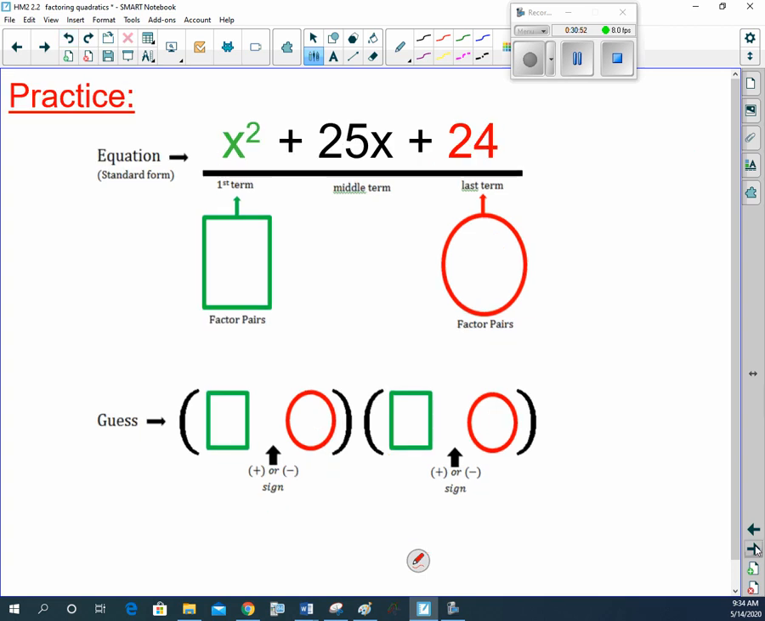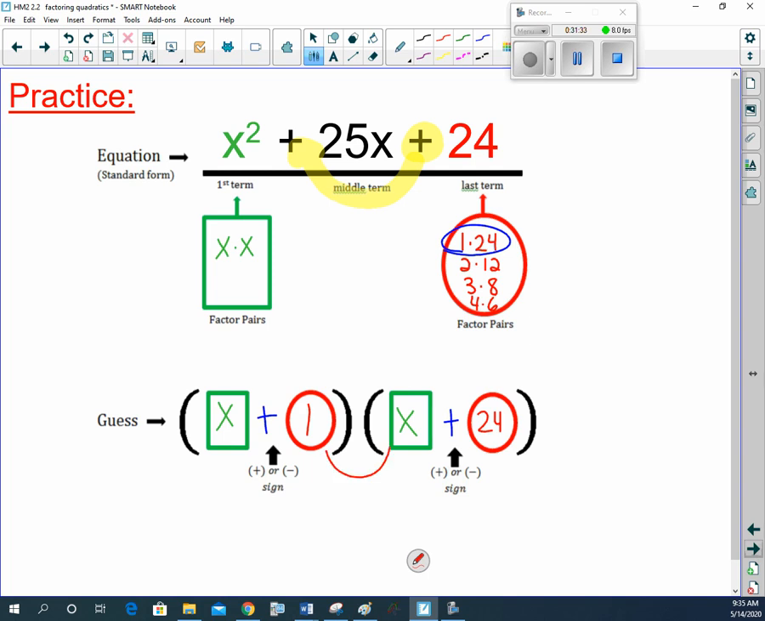Okay, again, this time it looks like x squared is going to be x times x. Factor pairs of 24 are 1 and 24, 2 and 12, 3 and 8, 4 and 6. I love it. It's a plus. I know that I have to add to get a plus 25. So this one I already know is positive, positive. 25 is a pretty big number to add to, so I think I'm going to try 1 and 24. So if first one is just x and x, and then 1 and 24.